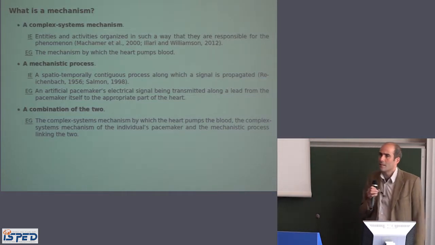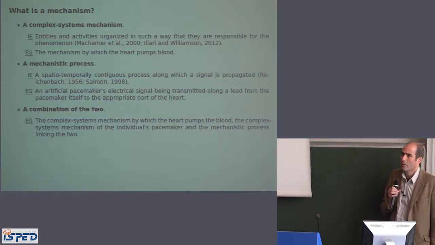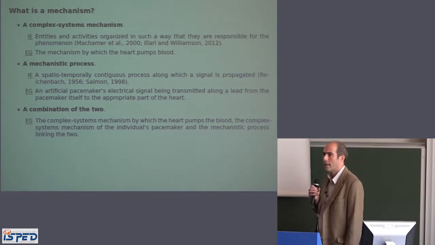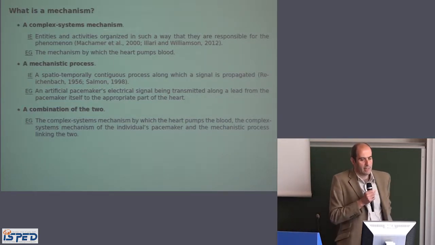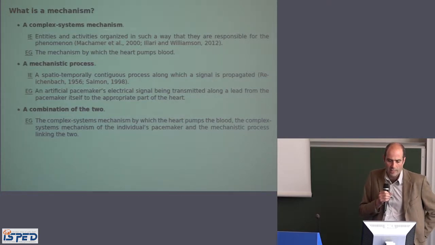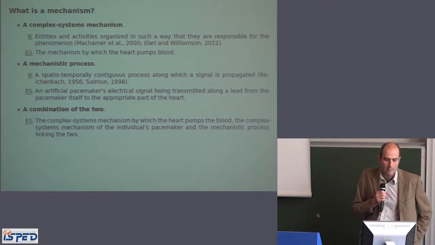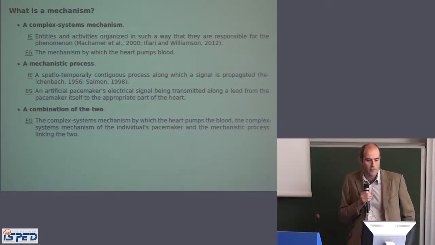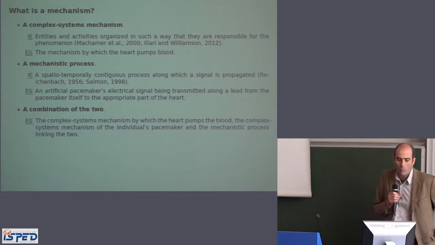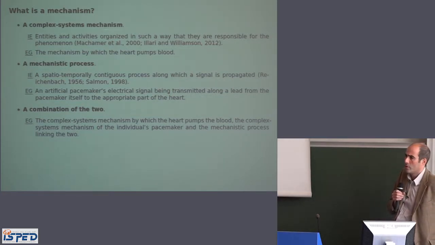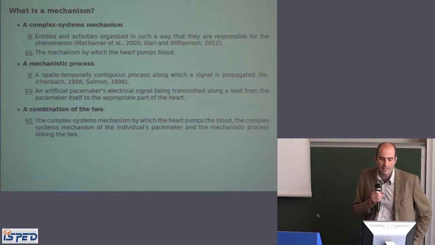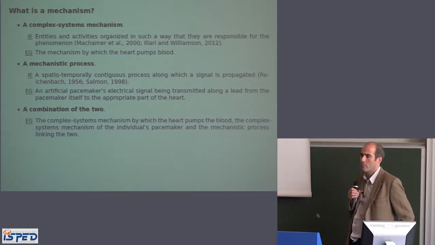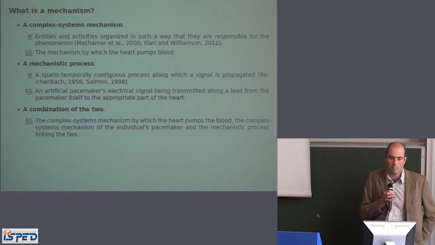So this kind of account of causation brings mechanisms to the fore. Mechanisms are an area that philosophers of science have studied in some detail in the last 20 or so years. And they can be categorized as follows. One class of mechanism is what's sometimes called a complex systems mechanism. These are entities and activities organized in such a way that they're responsible for some phenomenon to be explained.